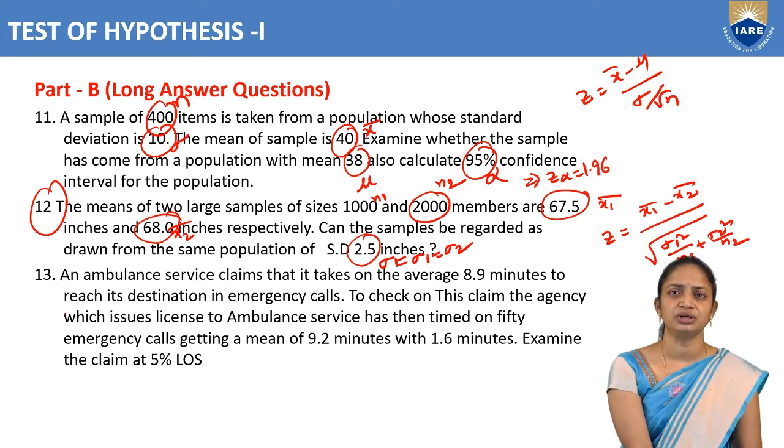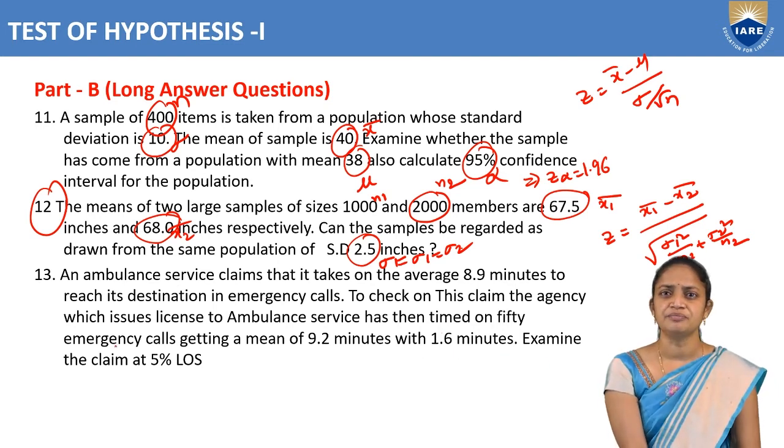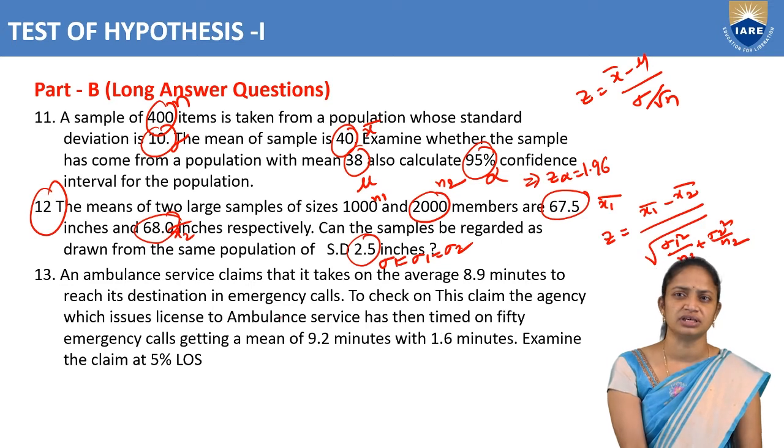So now, coming to the next problem: an ambulance service claims that it takes an average of 8.9 minutes to reach its destination in emergency calls. To check on this claim, the agency which issues licenses to ambulance services has timed 50 emergency calls, getting a mean of 9.2 minutes with a standard deviation of 1.6 minutes. Examine the claim at 5% level of significance.